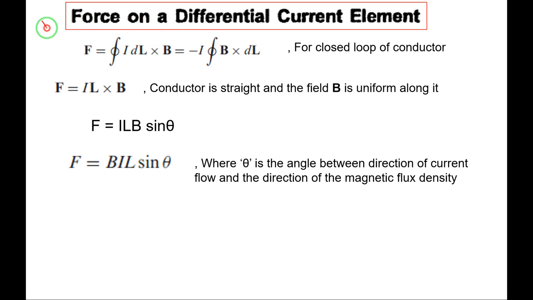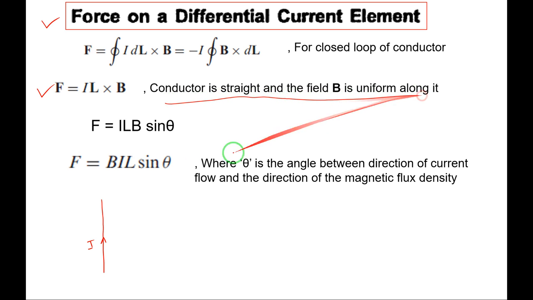Next we'll see the second topic, force on a differential current element. I told you that differential current element may be a piece of straight conductor carrying current I. It may be in the upward direction or downward direction. If this current carrying conductor is placed in the magnetic field, then what is the force experienced by this straight conductor? It is given by this formula. The conductor is straight and field B is uniform along it, right?